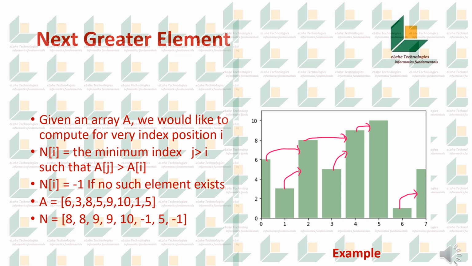Consider this example where A equals 6, 3, 8, 5, 9, 10, 1, 5. For every element, the next greater element is shown. The computed values are given as N equals 8, 8, 9, 9, 10, -1, 5, -1.